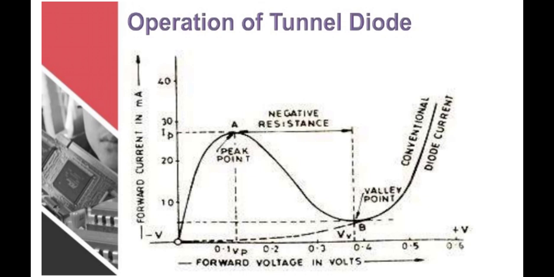This is the forward current: the y axis shows the forward current and the x axis shows the forward voltage. And here is the point. If the voltage is increased, the current also increases. At the break point, the current cannot be increased and it comes to the negative resistance on the downside. And the valley point is here.